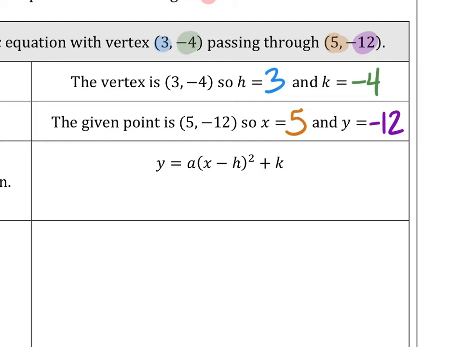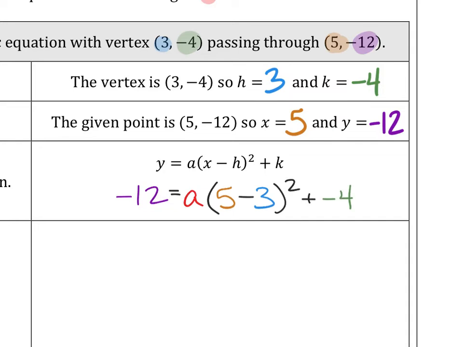So the first letter, it says y equals. What number is y? Negative 12. Okay, we put a negative 12 right there. All right, then we have equals a. Did we have a number for a? No, so we're going to leave it as a. Did we have a number for x? Yes, 5. And we're going to subtract h. What was the number for h? 3. Okay, and then we're going to square that, and then we're going to add k. What was k? 4.